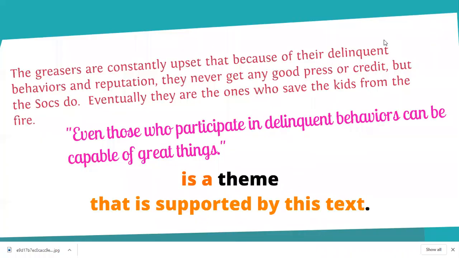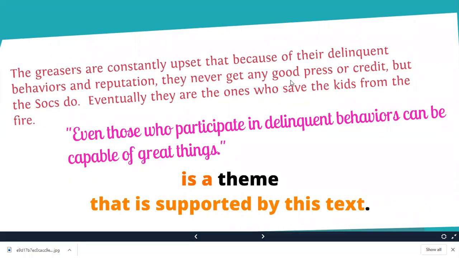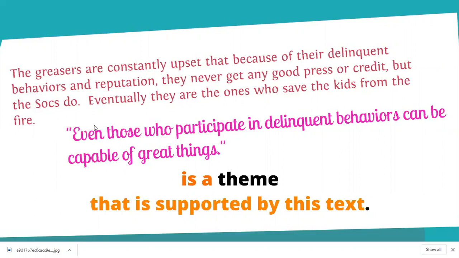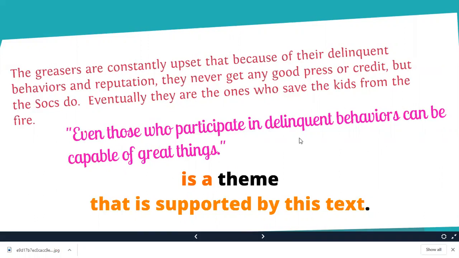Is that the greasers, which are part of The Outsiders, are constantly upset because of their delinquent behaviors and reputation. They never get any good press or credit, but the Socs do. Eventually, they're the ones who save the kids from the fire. So it's a lot about what is supported in the theme. The theme is like the relationships and the successes, right? Even those who participate in delinquent behaviors can be capable of great things is a theme.